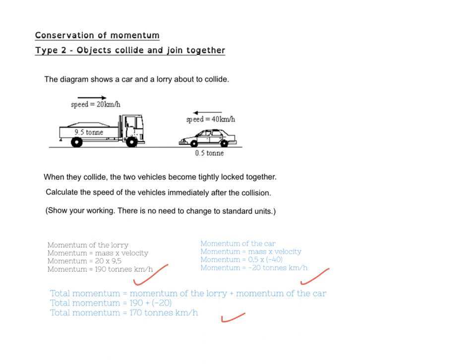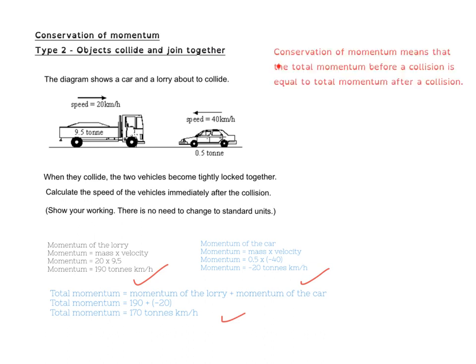What we need to do now is work out the total momentum after the collision using the conservation of momentum law. The conservation of momentum means that the total momentum before a collision is equal to the total momentum after a collision, which means that our total momentum afterwards is going to equal 170 tonnes kilometres per hour. So we've written that in and got ourselves the next mark, because that was the same as what we got before.